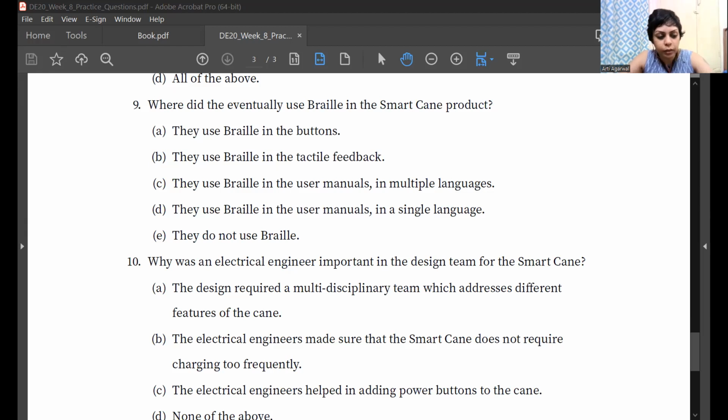A user manual is not something so difficult to print that you cannot implement it in multiple languages, which is kind of why they actually use Braille in multiple languages in the user manuals. The user manual is very important in the product because if this product is not used in the proper way, it can be a big risk to the user.